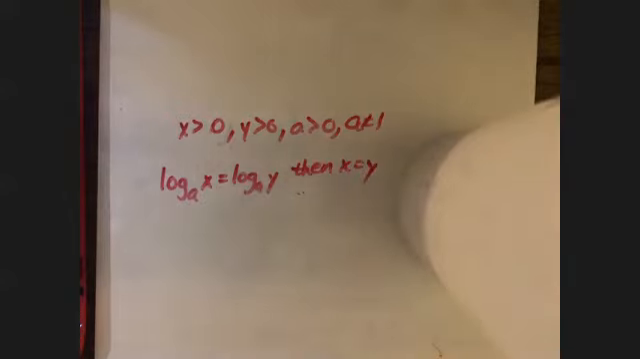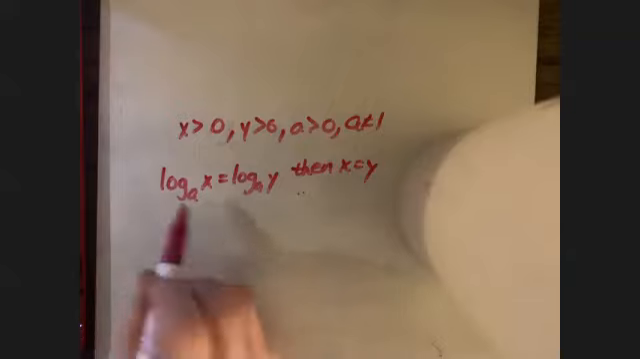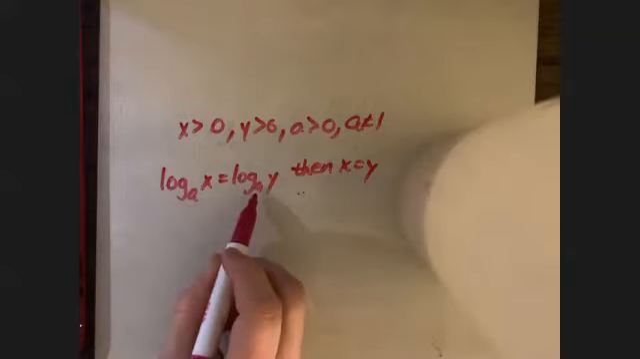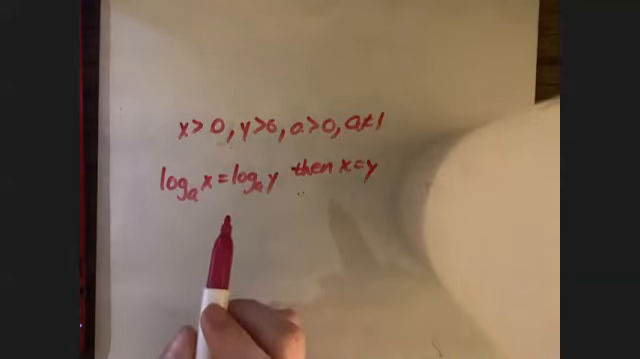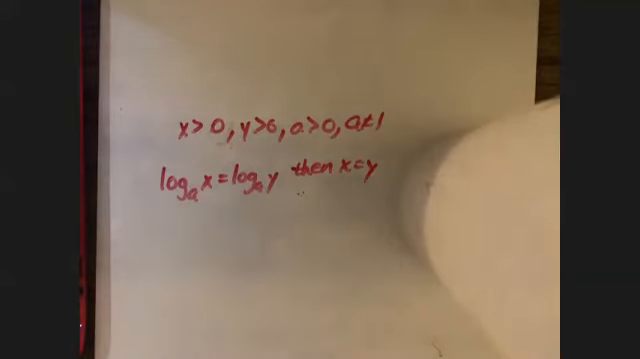We saw the same thing when we did exponentials. We had a to the b equals a to the c, and b had to equal c. Now we've got that if we have log a of x and log a of y, we can basically cross off the log words. We're going to see this used in just a little bit.